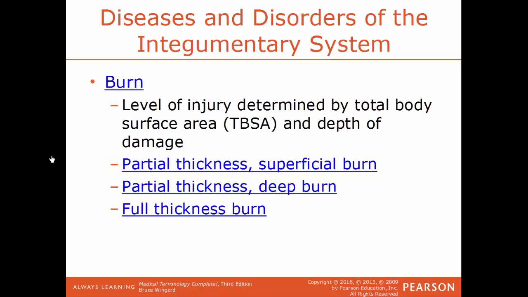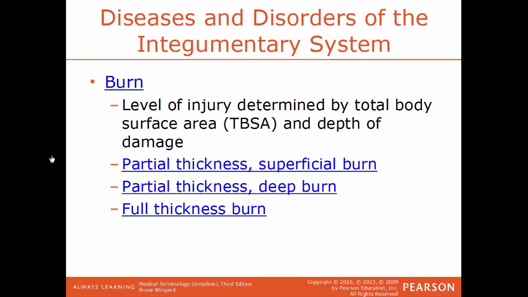Next kind, a partial thickness deep burn, is also called a second degree burn, because you're impacting not only the epidermis, but also the dermis layer. So you're affecting two different layers of the skin. With this kind of burn, blistering is a very good indicator of a second degree burn. This will obviously be a little more serious than a first degree burn.